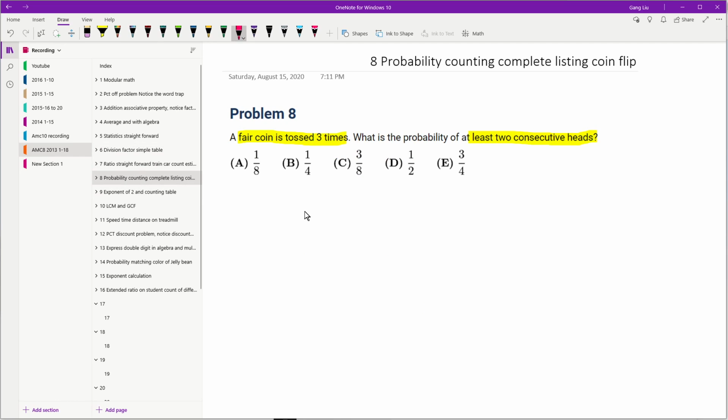Problem 8. A fair coin is tossed 3 times. What is the probability of at least 2 consecutive heads?